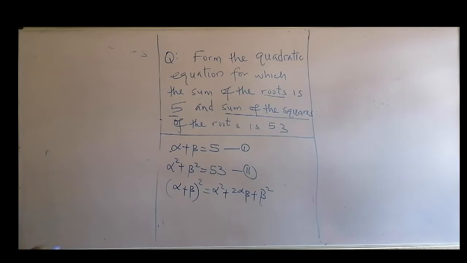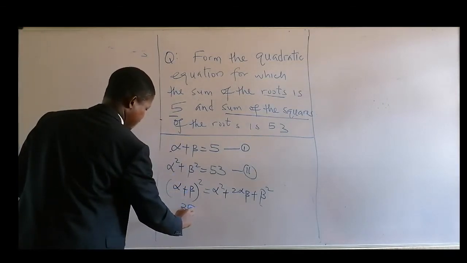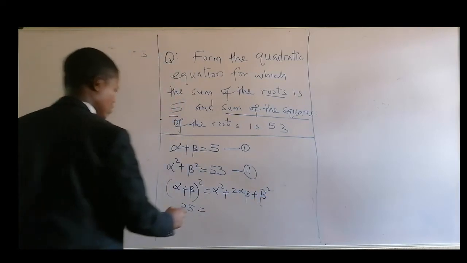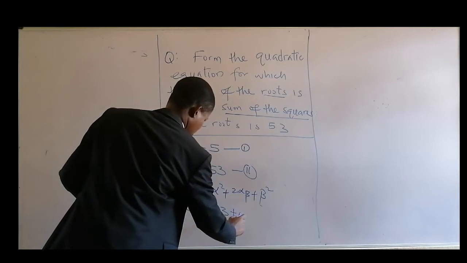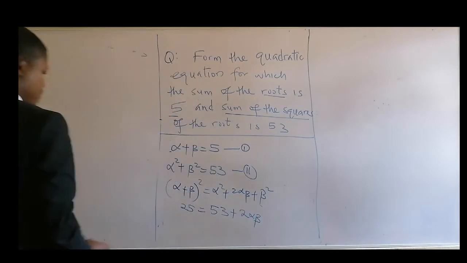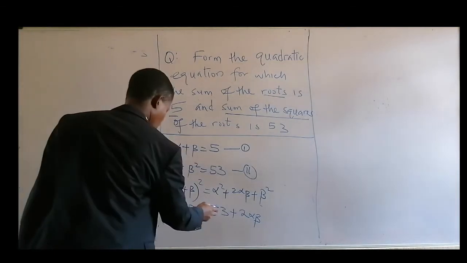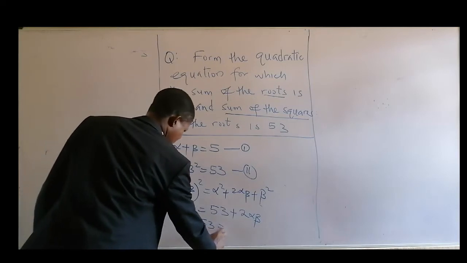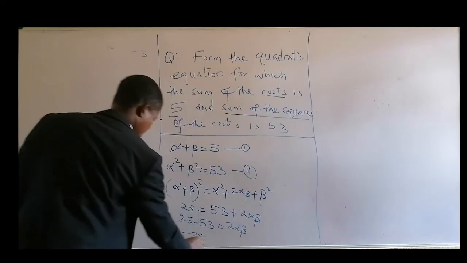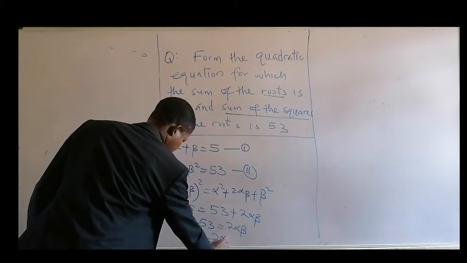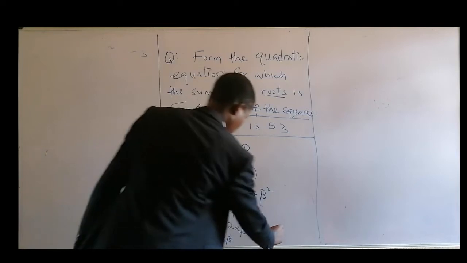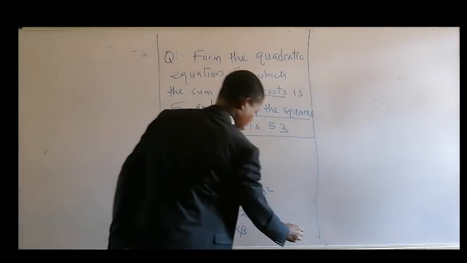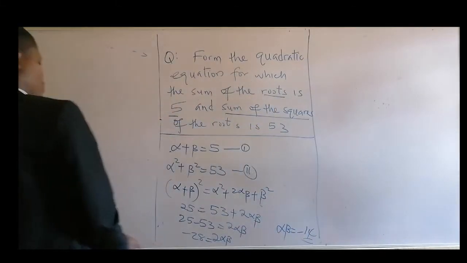Then we know alpha plus beta is 5, so 5 squared, that's 25, equals alpha squared plus beta squared, which is 53, plus 2 alpha beta. Move this one to the other side: 25 minus 53, that's minus 28, equals 2 alpha beta. So alpha beta is equal to minus 28 over 2, that's minus 14. So that's what we just need there. We don't have to waste time.